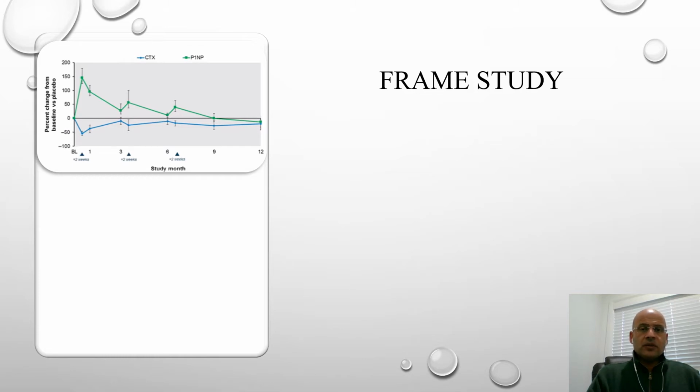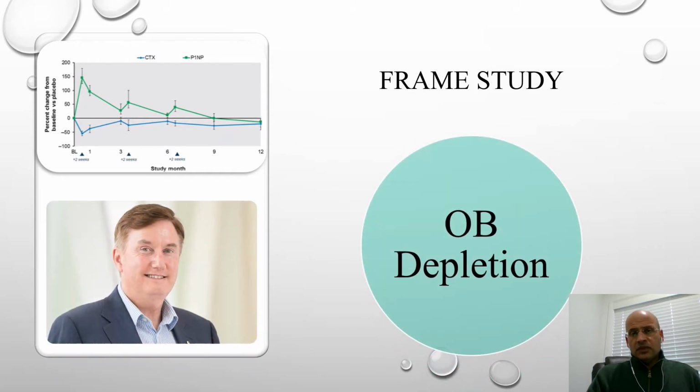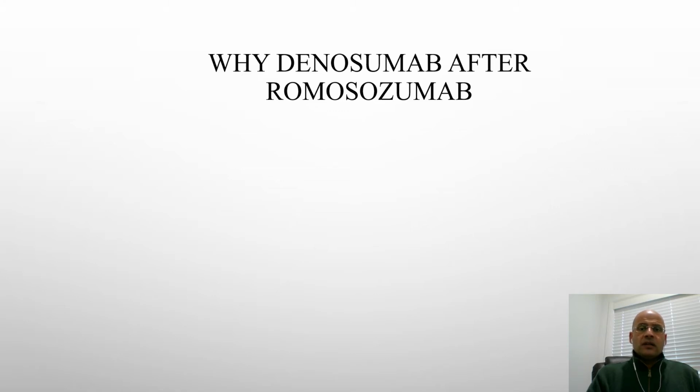The P1NP and the C-telopeptide. The C-telopeptide starts to go up, and the P1NP will start to drop down until it reaches the pre-treatment baseline after almost 12 months. And Prof. Ebling believes this is most likely related to osteoblast depletion, and therefore that has a limitation on the duration of use of romosozumab.